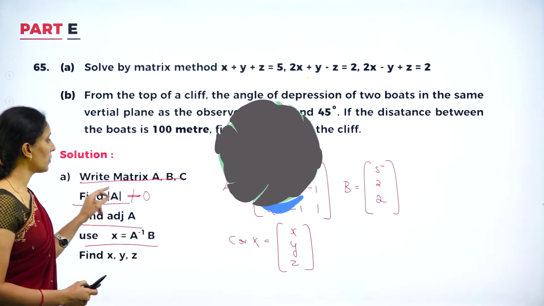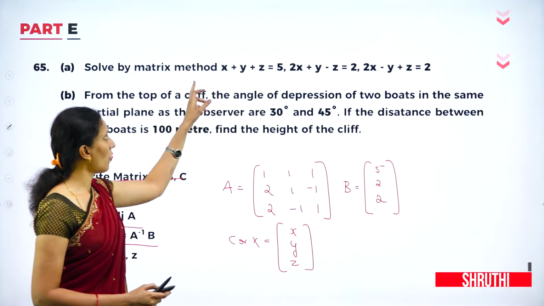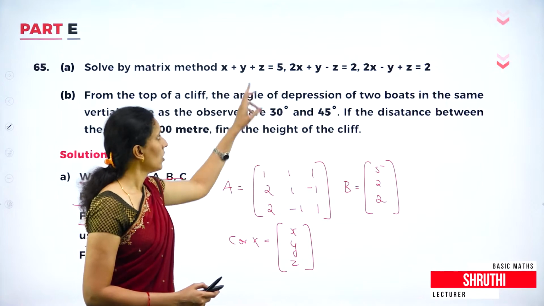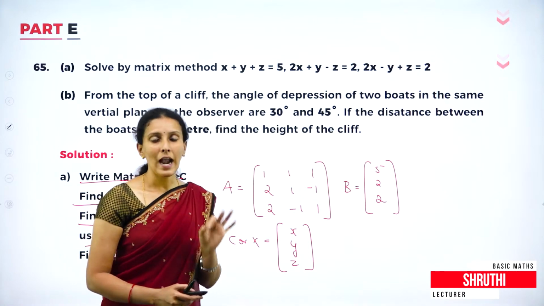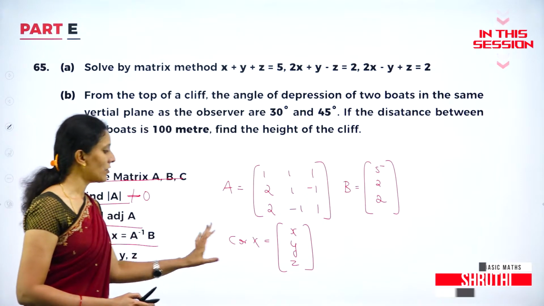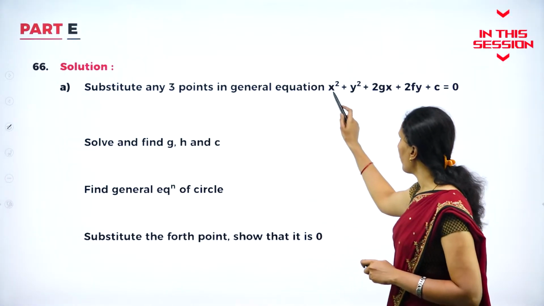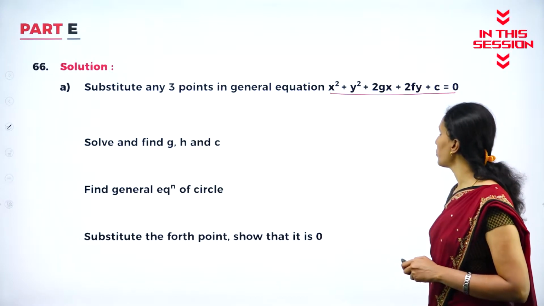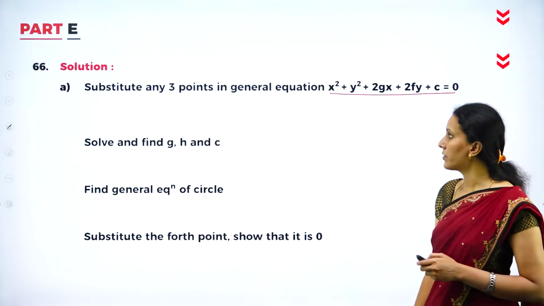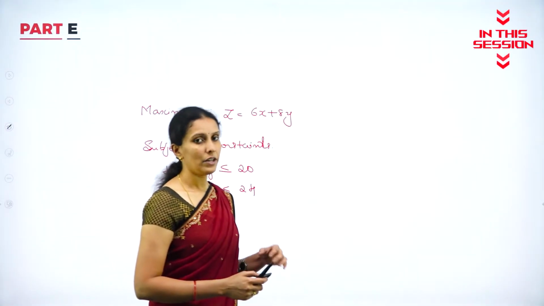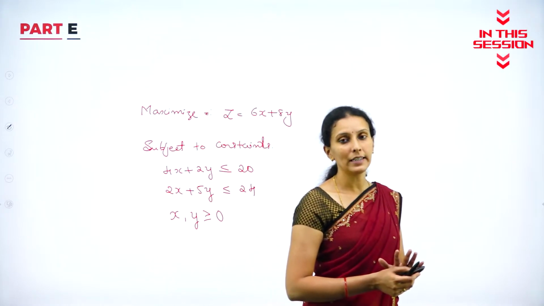So first you are supposed to write the coefficients of x, y, z as matrix A, constants as matrix B and the variables in the matrix X or C. Substitute any 3 points in the general equation x square plus y square plus 2gx plus 2fy plus c is equal to 0. Any statement it is given, you have to analyze it and formulate the LPP.